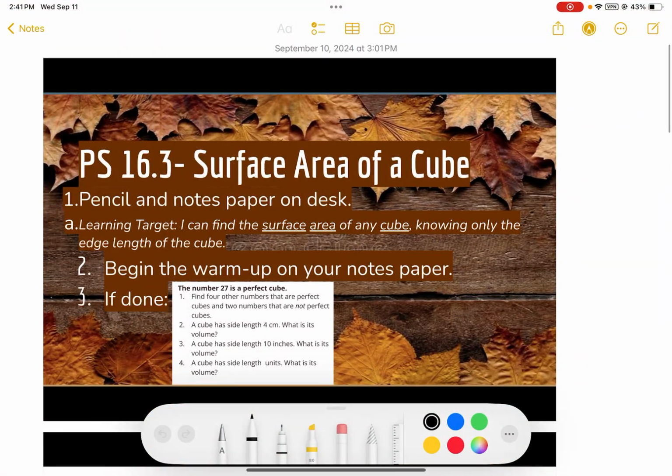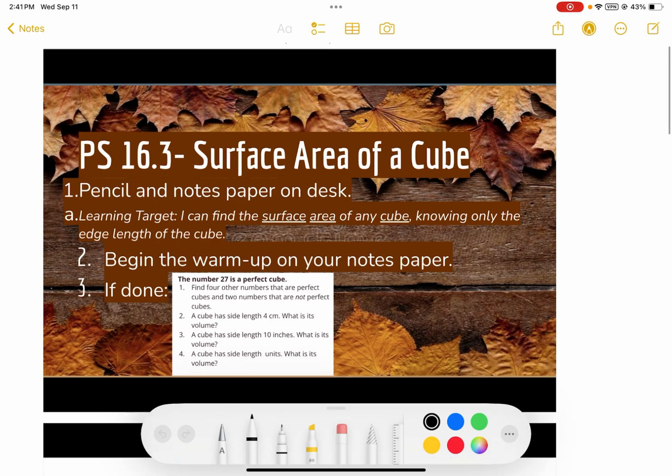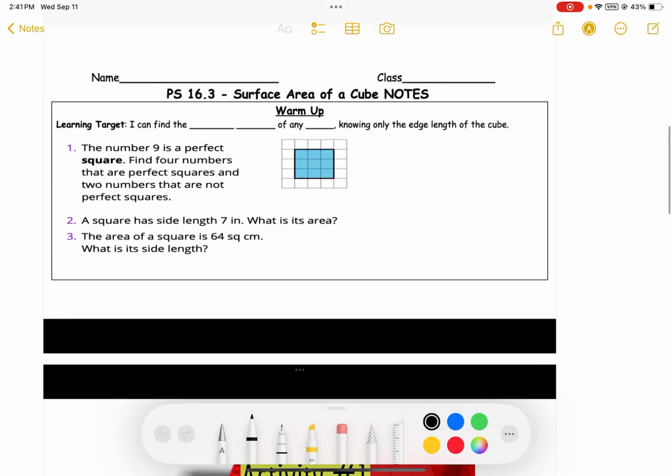Welcome to Priority Standard 16.3, which is going over surface area of a cube, and it's going to go over some other aspects of surface area. So our learning target today is: I can find the surface area of any cube, knowing only the edge length of the cube. And we're going to practice some things like that.